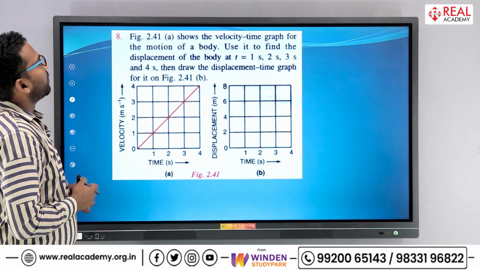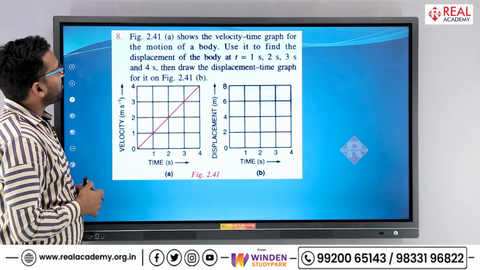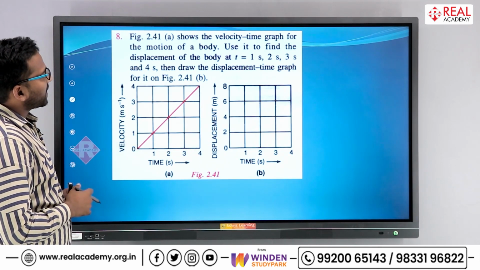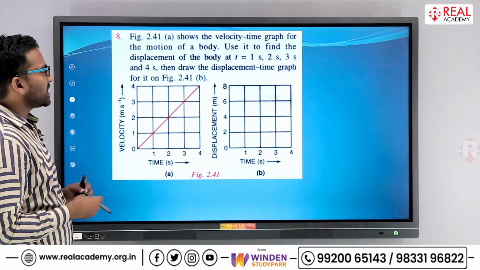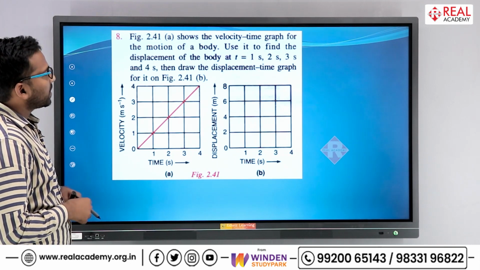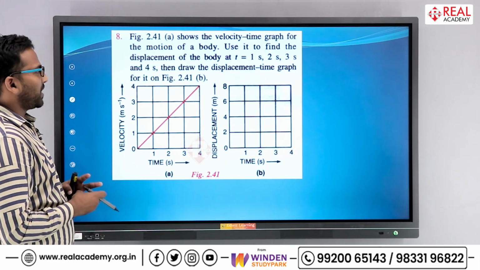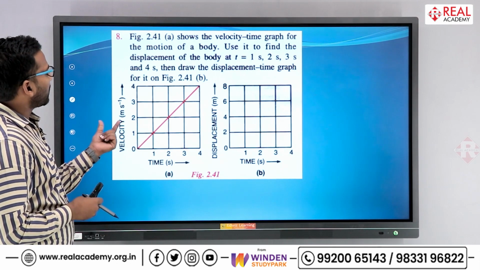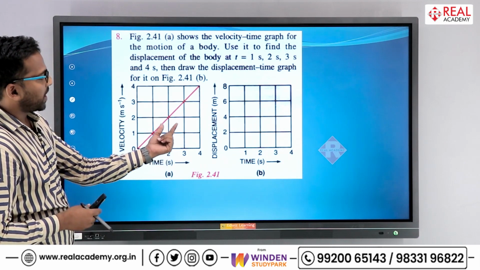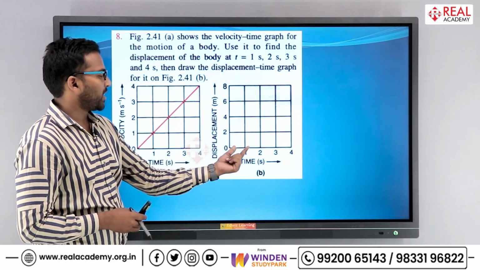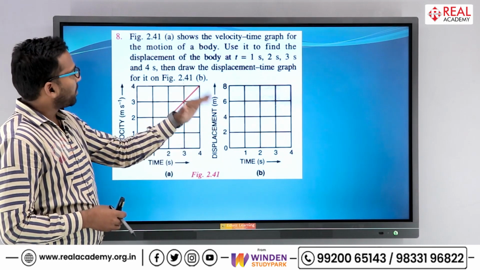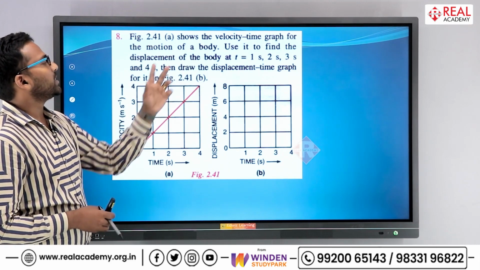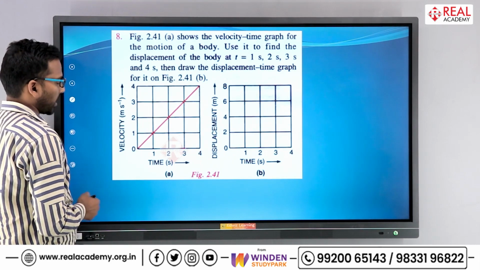Figure 2.41 shows the velocity time graph for the motion of a body. Use it to find the displacement of the body at t equals 1 second, 2 seconds, 3 seconds and 4 seconds, and draw the displacement time graph. They have given the graph of velocity with respect to time. They are asking us to draw the displacement versus time graph. But before that, they are asking us to find the displacement of the body at t equals 1, 2, 3 and 4 seconds.